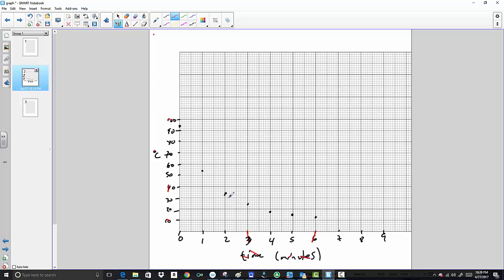All right, so we draw a graph. It shows how the temperature is changing. Looks like it's leveling off right here, so it's more likely going to have an asymptote, okay?